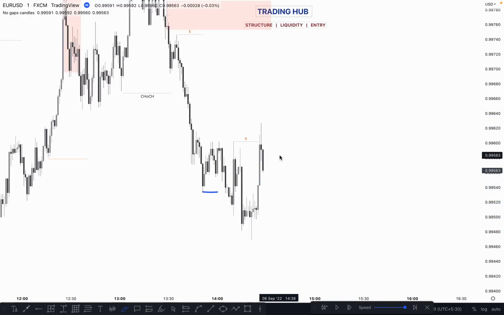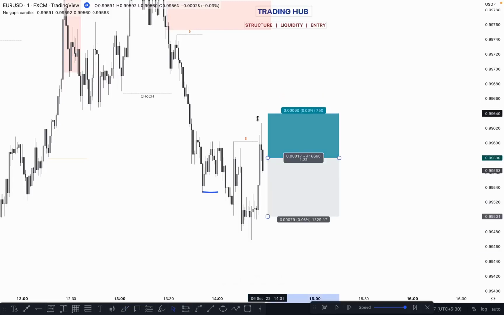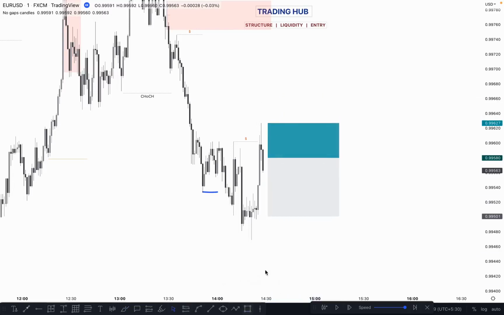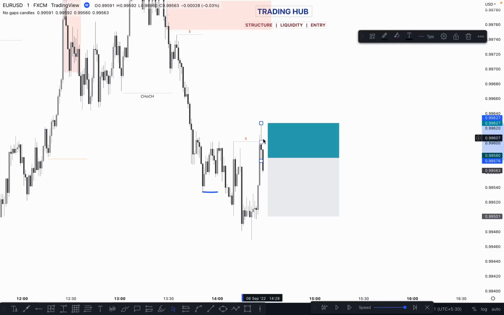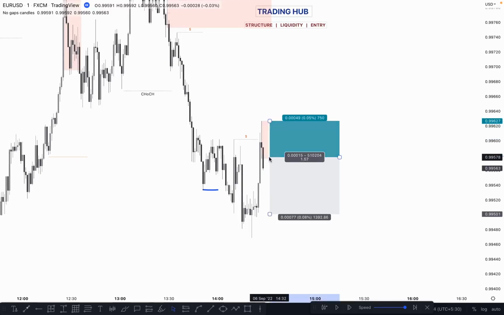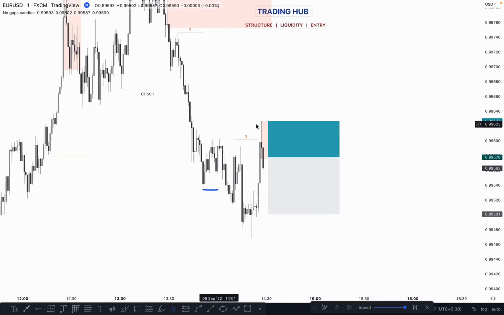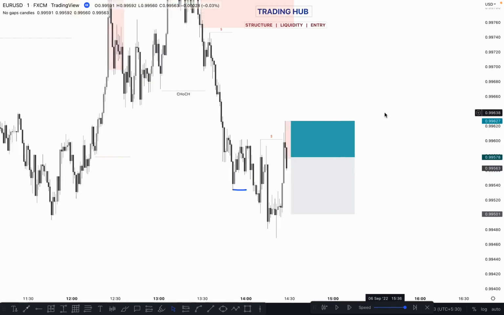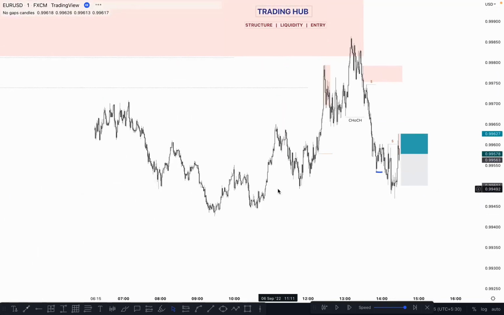So right now, how we can take entry is here. After the sweep of this previous high, we can sell here on this order block and put the stop loss just above it. Why? Because this is our entry here, right? So we can sell here on this order block, because this is our single candle order block, and we can set our stop loss above it, and the target is the 15-minute structure low, which is here.